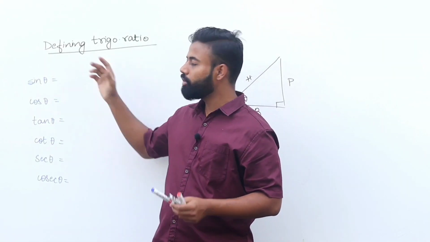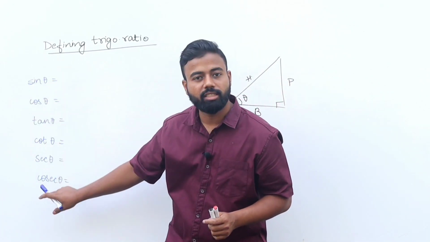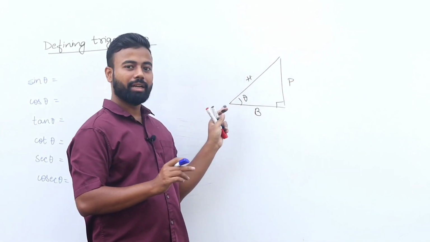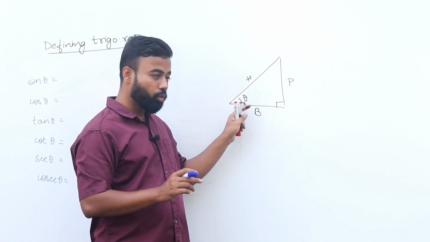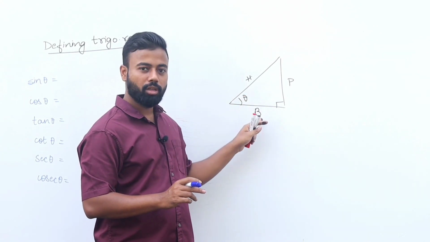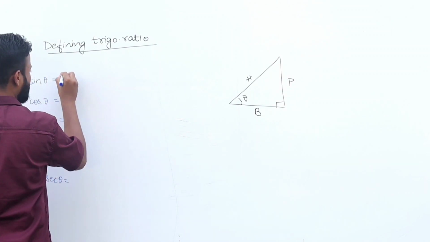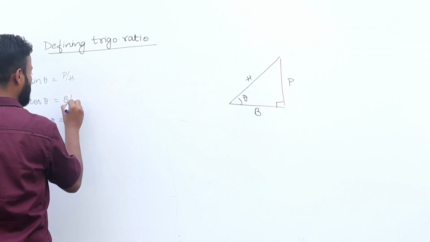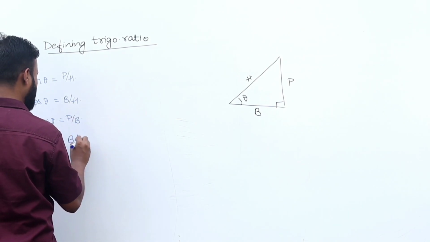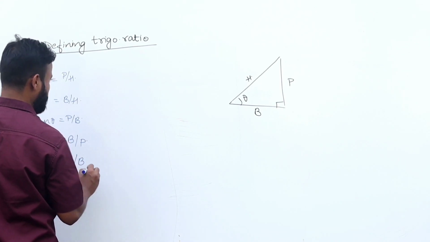So students, let's recall how we were defining trigonometric ratios in class 10th. Suppose we have to find these 6 trigonometric ratios for an angle theta. Then what do we have to do? We have to make a right angle triangle containing that angle theta. The side opposite to this angle theta was called the perpendicular, the side adjacent to the angle theta was called the base, and the biggest side was called the hypotenuse. So sin theta was given as P by H, cos theta as B by H, tan theta as P by B, cot theta as B by P, sec theta as H by B, and cosec theta as H by P.